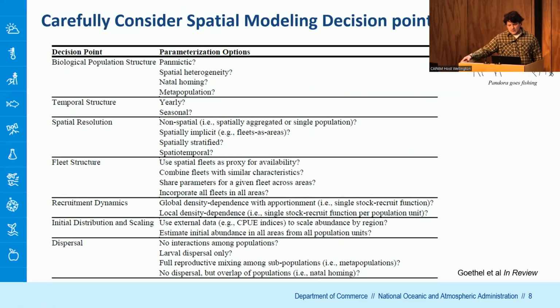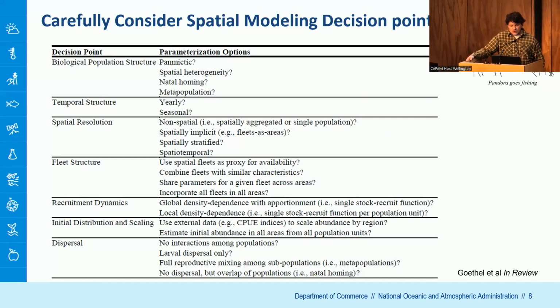So one of the things that we have been thinking about recently, and this is in a paper that Dan, myself, and Steve Cadrin have put together out of the fall CAPAM meeting, is some of the decision points that we need to think about, both in terms of moving from a non-spatial to a spatial model, but also revisiting current assumptions. I'm not going to go through all these, but obviously the form of population structure is really important.